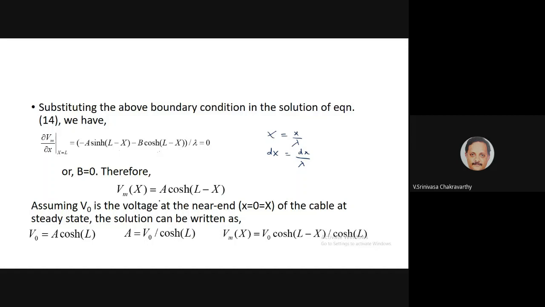Now we'll make one more assumption and introduce one more parameter, V naught, which we define as the voltage at the near end, at x equal to 0, both small x and capital X equal to 0. If you plug that in here, you get V naught is equal to A cosh L, and therefore A is equal to V naught by cosh L. Plugging it back in, you get Vm(X) is equal to V naught into cosh(L − X) by cosh L. So this is the voltage distribution for a finite cable with sealed end boundary condition.